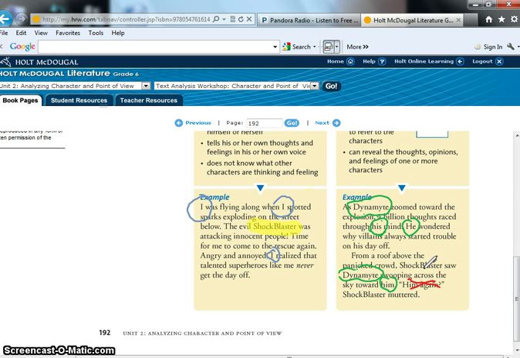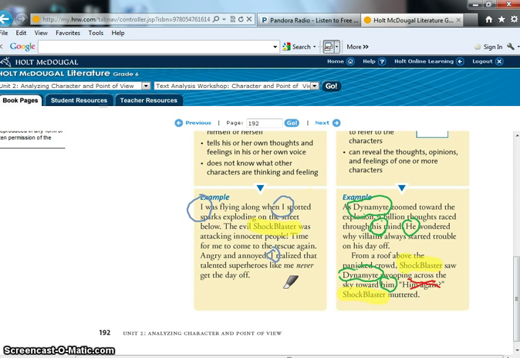All right? Okay, now you can still see that Shock Blaster's name is used right in here. So we still have two characters. One character is Dynamite, and the outside narrator is telling us what Dynamite is thinking and doing. The narrator is also telling us what Shock Blaster thinks. Oh, there's Shock Blaster's name is used again. But then on the other side here, the narrator is a first-person narrator.